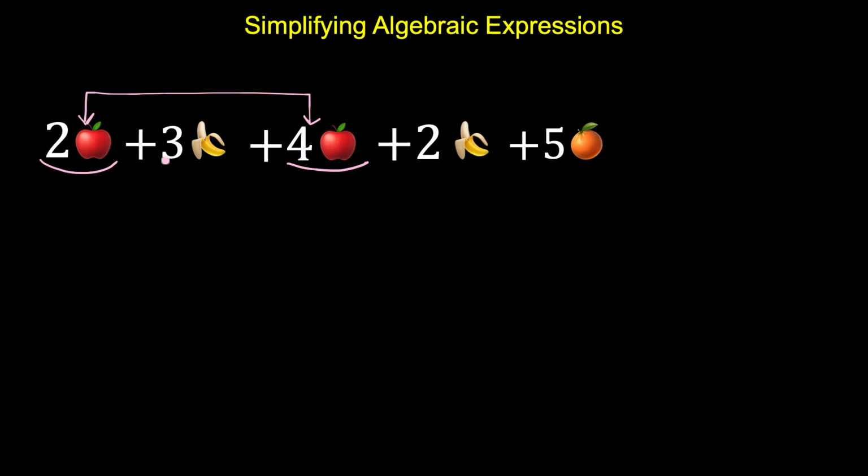And we do the same for another fruit. So here we have 3 bananas and we are looking for another term including banana, and here we go. So both terms are like terms. And the last one is 5 oranges. As you can see, we don't have any other oranges here, so we need to keep it as it is.